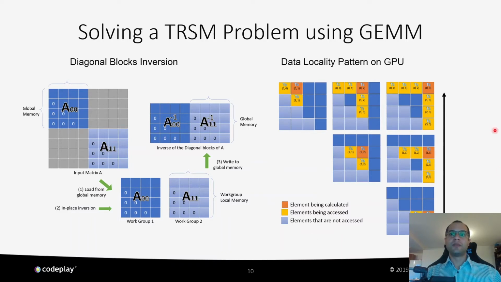In this diagram, we show the data access pattern for each thread in a workgroup performing the diagonal block inversion. Each element in orange requires access to the elements shown in yellow. And the threads in the workgroup work from bottom to top, because again, calculating an inversion is like solving a linear system of equations.